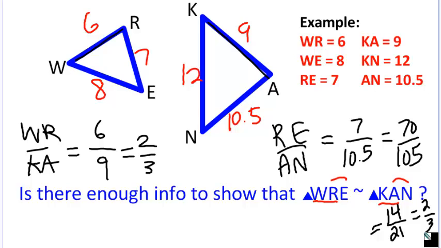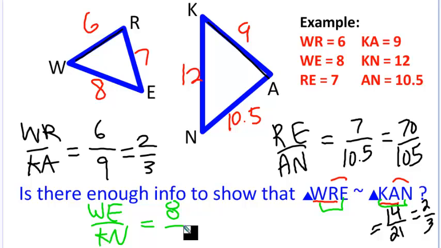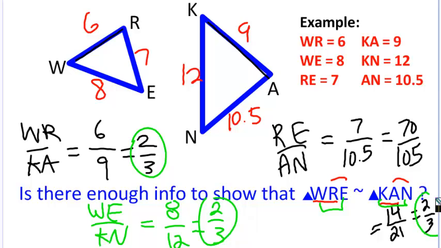So we just need to prove the remaining set of corresponding sides also would reduce to 2/3 for a ratio. What do we have left? I guess it would be WE and KN. So WE over KN. That would be 8 for WE and 12 for KN. Divide them both by 4 top and bottom. Simplifies to 2/3. So 2/3, 2/3, 2/3. We can say, yes, we can show these are similar due to side, side, side similarity.